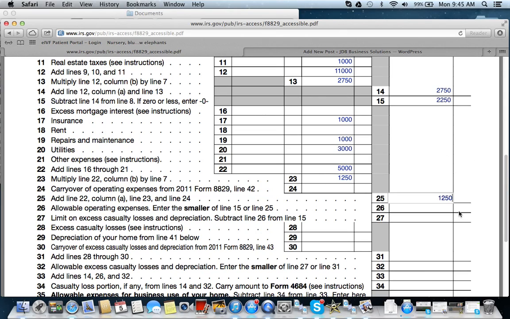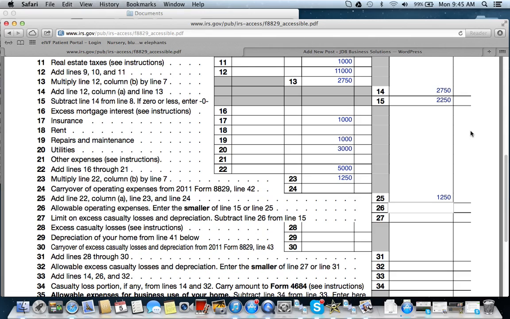Line 26, allowable operating expenses. So we're going to enter the smaller of line 15 or line 25. Line 15, again, was just how much you had left that you could take. Line 25 is the amount that you can take from lines 16 through 19 through 21, which was $1,250 for us.